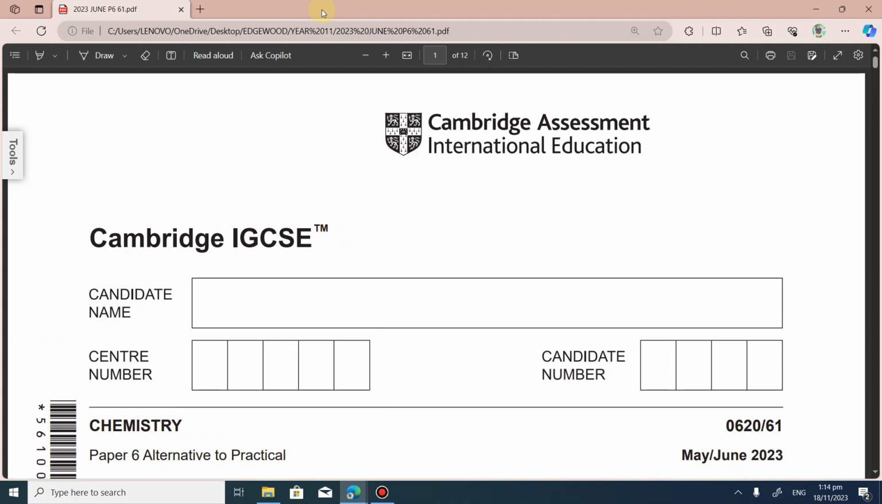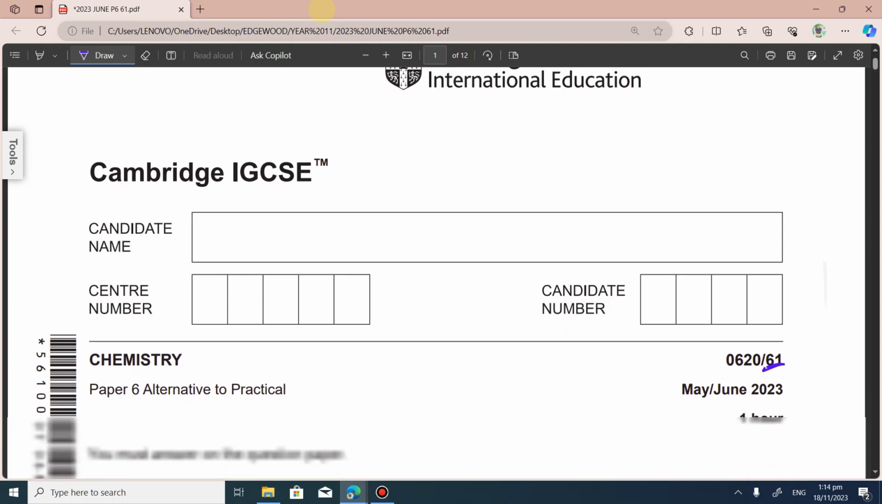In this particular video, we are going to be solving a paper 6 alternative to practical, and it's May June 2023, very recent, and the variant is 61.